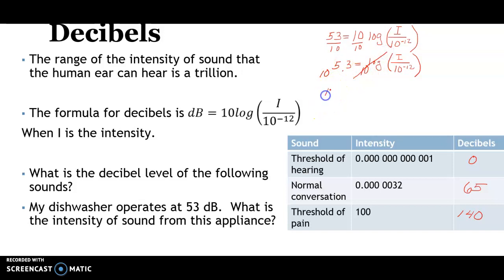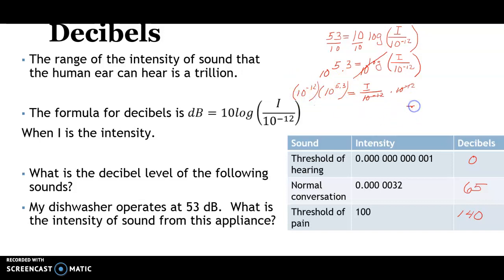So I'm left with 10 with an exponent of 5.3 is equal to I divided by 10 to the negative 12. So this is using the inverse property right here to get rid of the logarithm, doing it to both sides using a base of 10, and you can see that as I rewrote it, 10 is the base, 5.3 is the exponent. Now, to get I by itself, I'll multiply on both sides times 10 to the negative 12 power. These guys cancel. Over here, I'm also wanting to multiply by 10 to the negative 12 power.